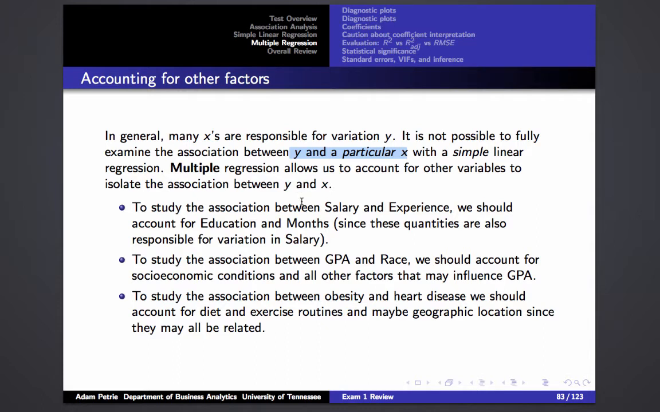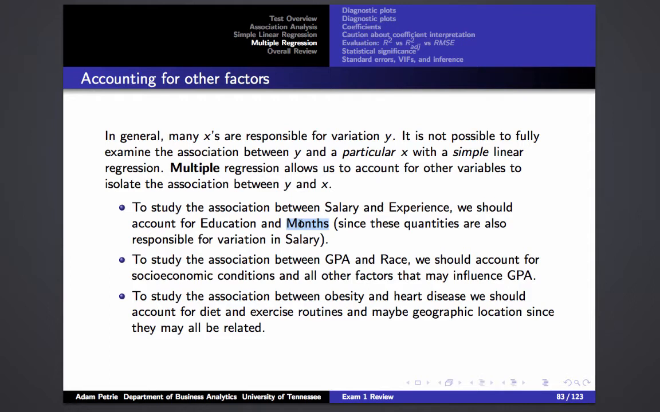So there are a few motivating examples where we were really interested in isolating the association between, say, someone's salary and their experience, or someone's GPA and their race. But we saw that really looking at these associations was tricky because in order to really do the association justice, we needed to account for all the other sources of variability in salary or variability in GPA. So regarding salary, we know salary depends on someone's experience, which is what we're interested in looking at, as well as someone's educational level and the number of months they've been working at the company.